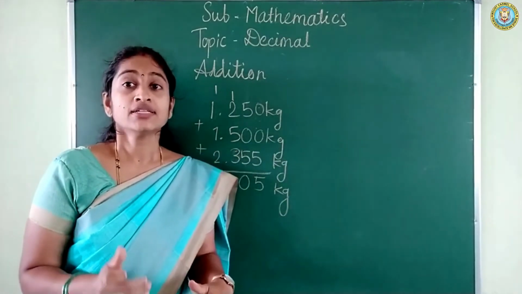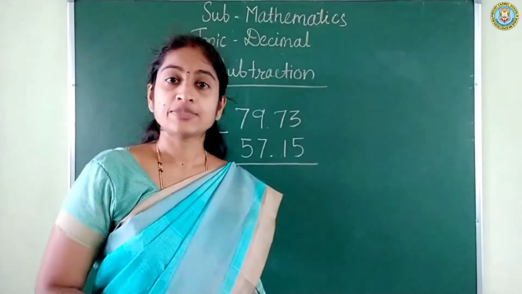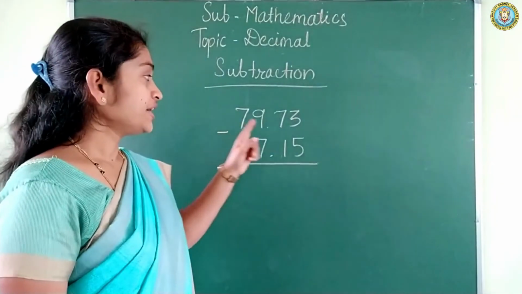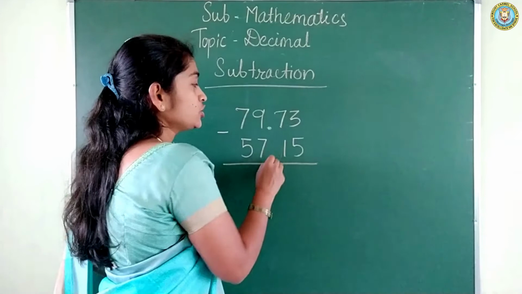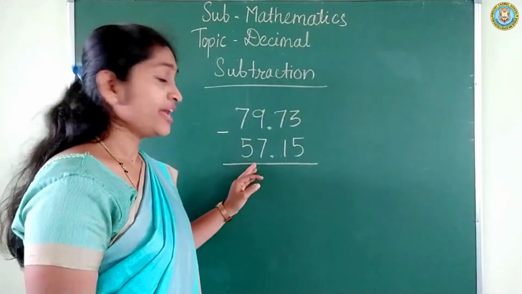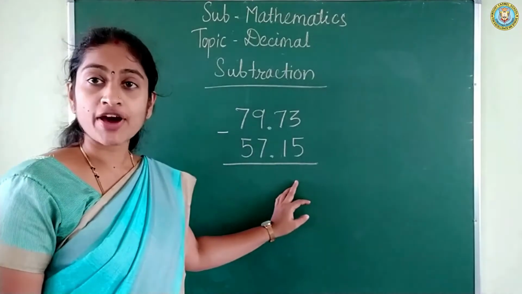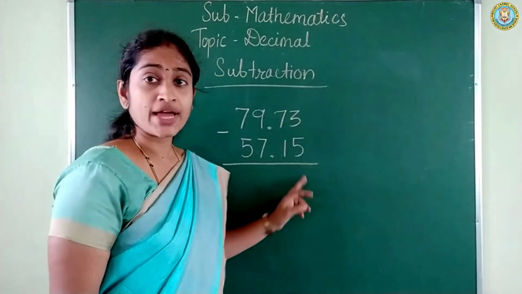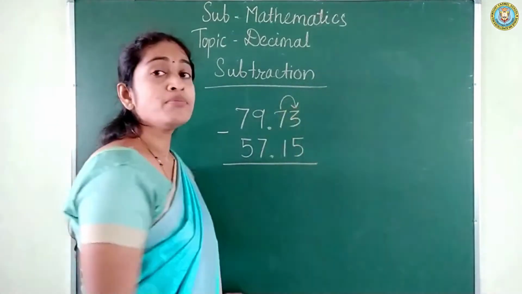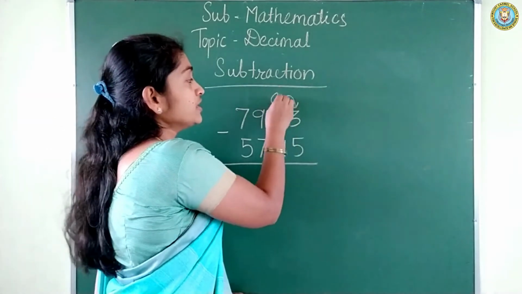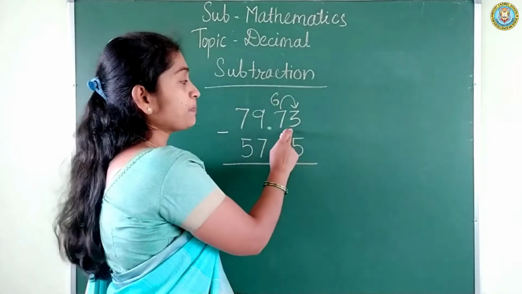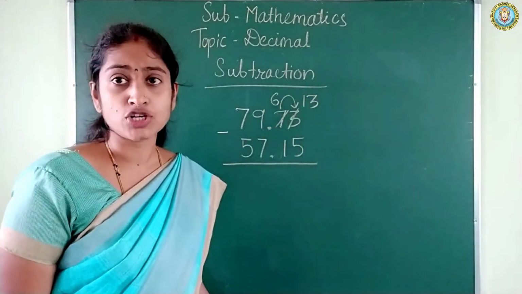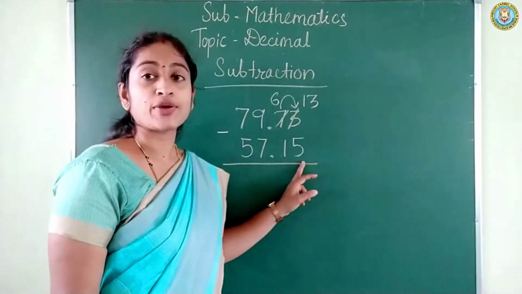Now, let us learn the subtraction of decimal numbers. Yes, my dear students, here I have an example for subtraction of decimals. 79.73 should be subtracted by 57.15. Now how to do this? Let me tell you. 3 minus 5. Can we do that? No. We have to borrow from 7. So at the place of 7, it becomes 6. And in the place of 3, that becomes 13. Yes, you have learned this in the subtraction topic, isn't it? Now 13 minus 5. How much is it?